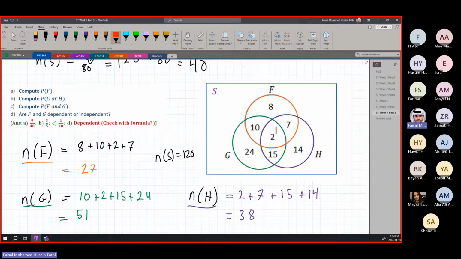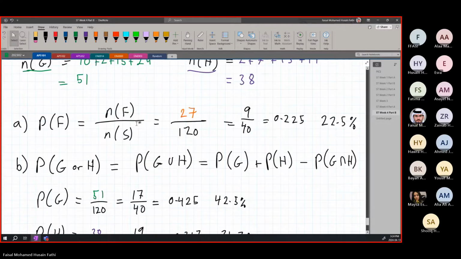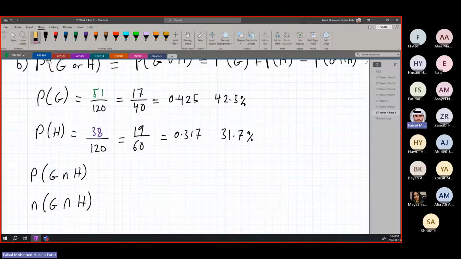Where are they overlapping? We're only looking at the green and purple circles. So this is the overlapping part. Let me actually do it in blue. This is the overlapping part between the purple circle and the green circle. So this is the intersection of G and H, which is 2 plus 15. So N here is going to be equal to 2 plus 15, which is equal to 17.